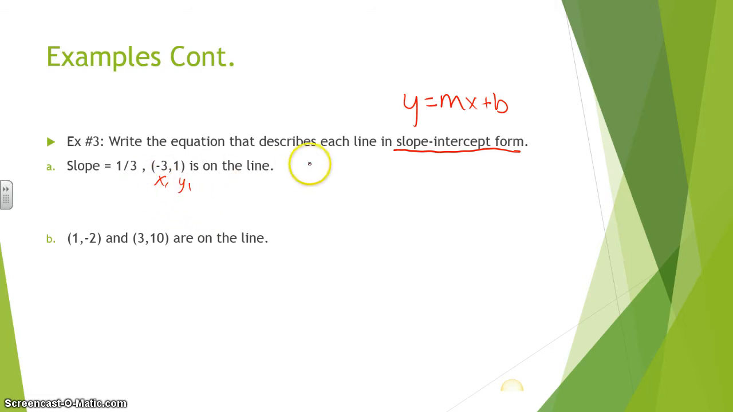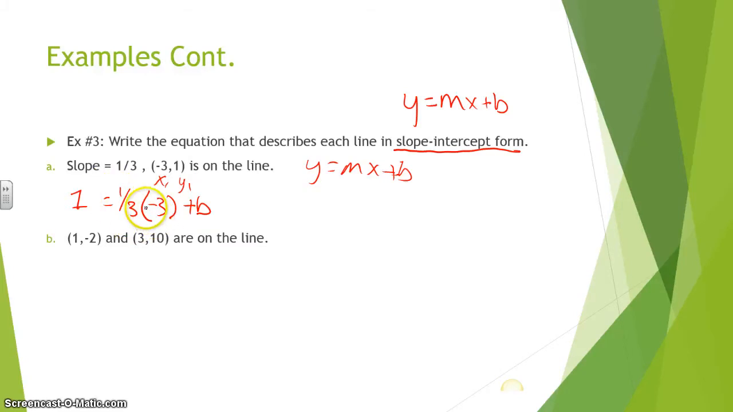So when I think of y equals mx plus b, I am going to use my slope. So I have my y. Am I given my y? I am. I'm given 1. So I have 1 equals my slope, which is 1/3, times my x, which is -3, plus b. What I'm going to do here is find my y-intercept, my b.